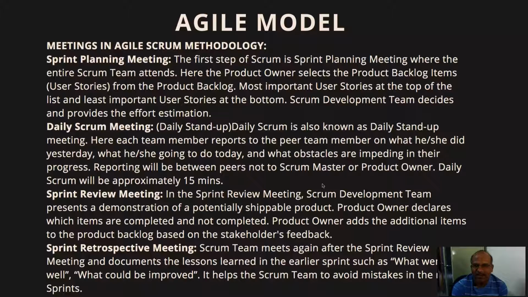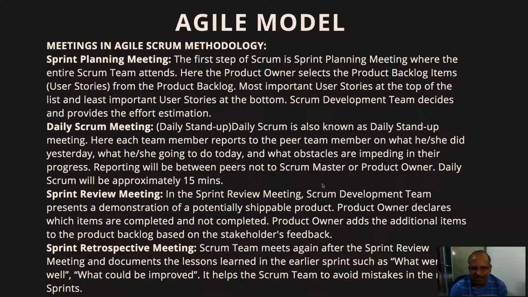Then the daily Scrum meeting, which is called the daily stand-up call. Here each team member reports to a peer team member on what he did yesterday, what he is going to do today, and what problems he is facing in completing the tasks, right? So reporting is between peers, not to the Scrum Master or product owner. Daily Scrum is generally approximately 15 minutes. It is basically a progress update on what was done yesterday and today, and whether there are any problems. That is the daily Scrum meeting.